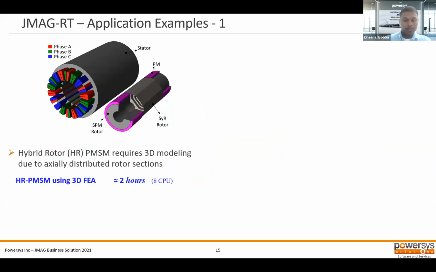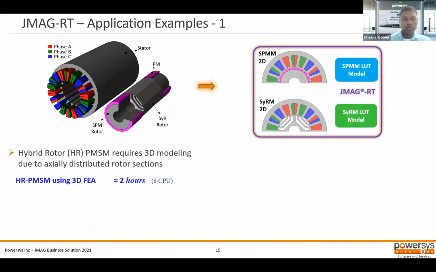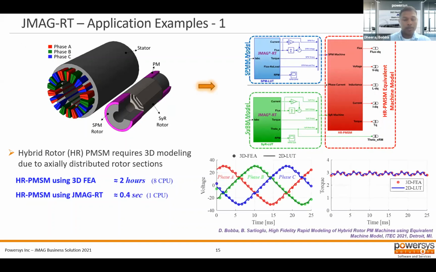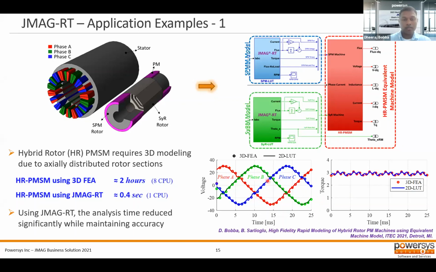Now moving on to some examples. The first one is something that we have worked on and recently published. This is basically dealing with a hybrid rotor PM machine that has multiple rotor segments on it. And due to its nature, it requires 3D modeling usually. What we did is we took 2D cross sections of each rotor type, created JMAG RT models, and combined them. And with that, instead of 2 hours, the single operating point went down to 0.4 seconds. And comparing the results, it holds the full fidelity of the full FEA. So this is the voltage and the torque waveform along with the torque ripple.